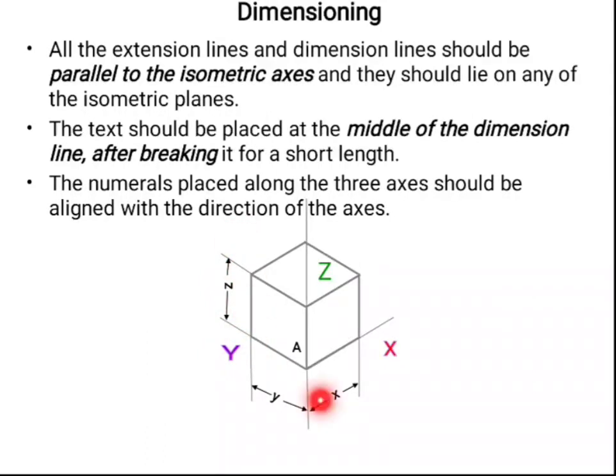Then the dimensional value should be marked by breaking the dimension line. These dimensional values should be readable from the directions in which it is looking. Then the vertical z axis values should be readable from the right side.